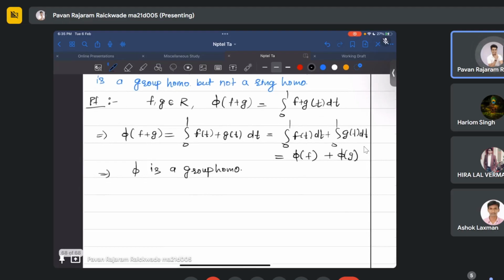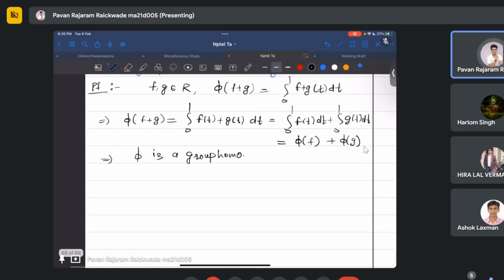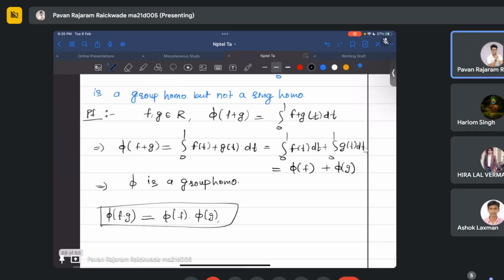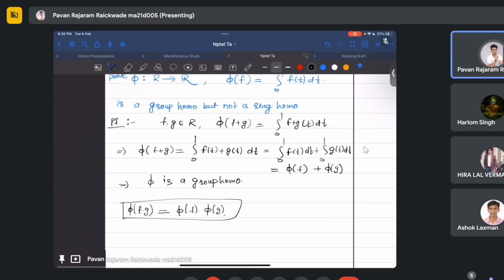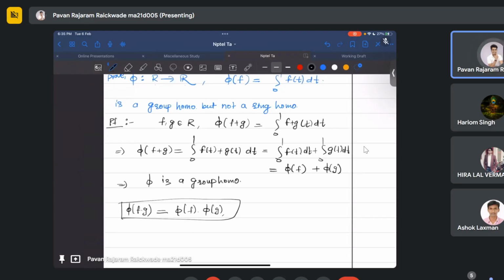Is it a ring homomorphism? For that I need phi of f dot g to be equal to phi f times phi g. This I want. So is it true? Any guesses or any direction on how to proceed? This is an interactive session, right? We can communicate. So basically, is the integral of a product the same as the product of integrals?